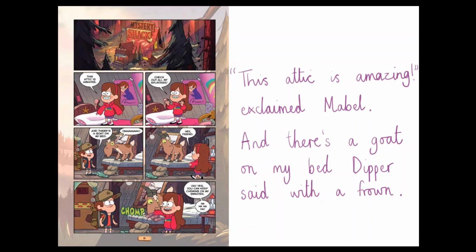Can you spot where the inverted commas need to go? Well done if you remembered that it's around the bit of direct speech. He says, "And there's a goat on my bed." I could use another exclamation mark here, but I think that Dipper might mumble this rather than exclaim it, so I'm going to just use a comma.